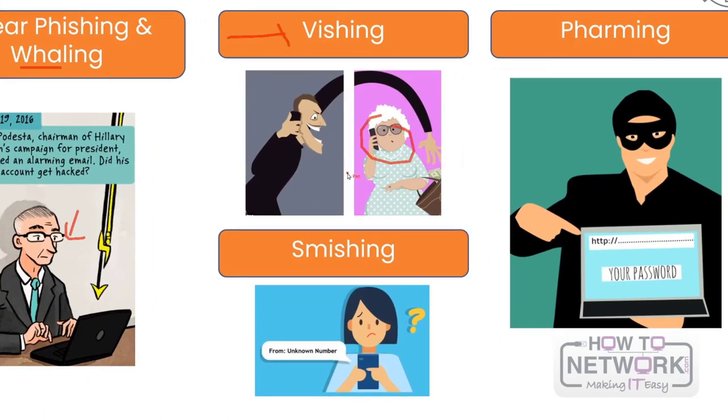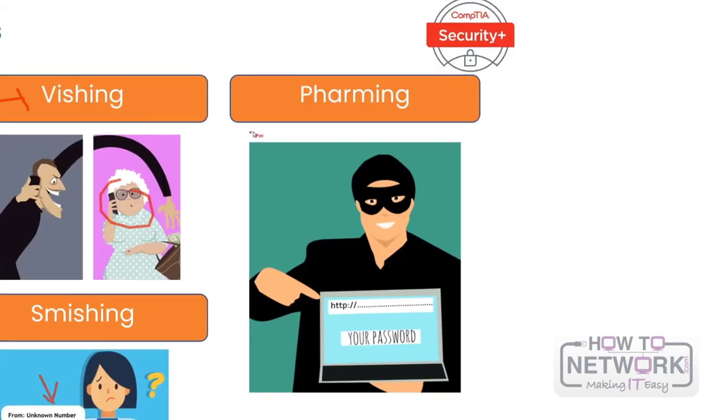Vishing is also known as voice phishing. Vishing is the use of a fake caller ID to appear as a trusted organization in attempts to get an individual to enter account details via the phone. Next is smishing. Smishing is also known as SMS phishing, which is the use of phishing methods through text messaging.